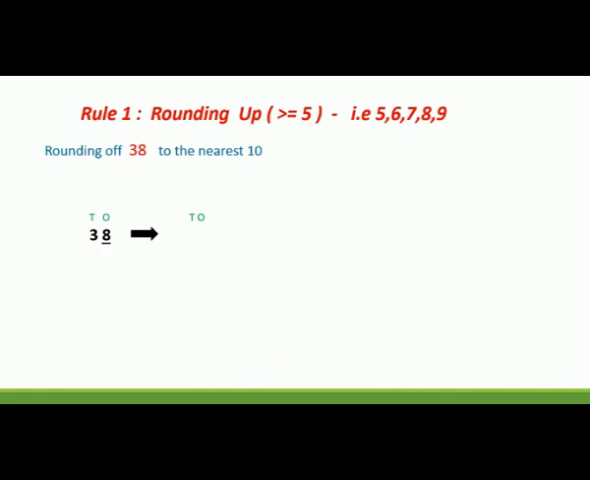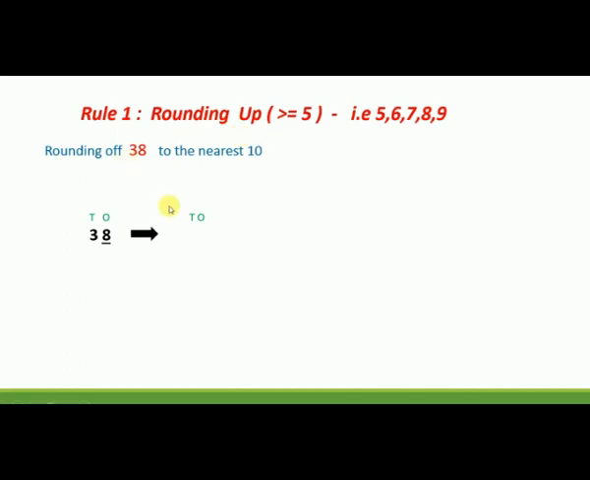Now let us see how to find the rounding of numbers. There are two rules to round off numbers. Now we will start to find the rounding off of the number 38 to the nearest 10. Whenever we are finding the nearest 10 for any number, we need to look at the digit in the ones place. If the digit at the ones place is 5 or more than 5, that is 5, 6, 7, 8 or 9, then we need to round up to the next closest 10.